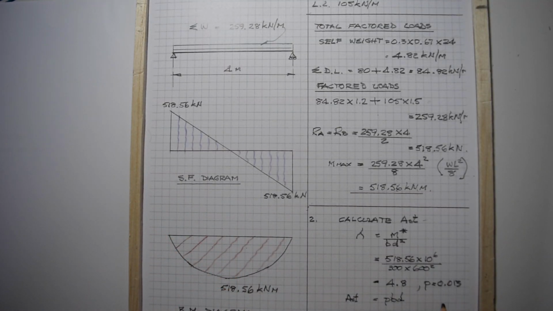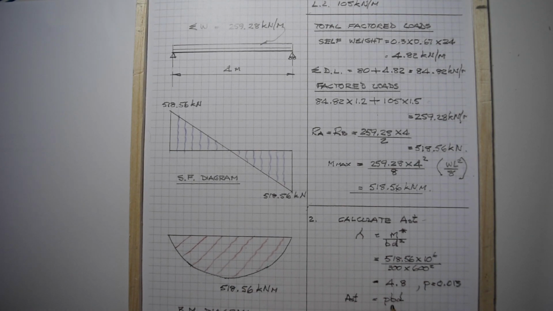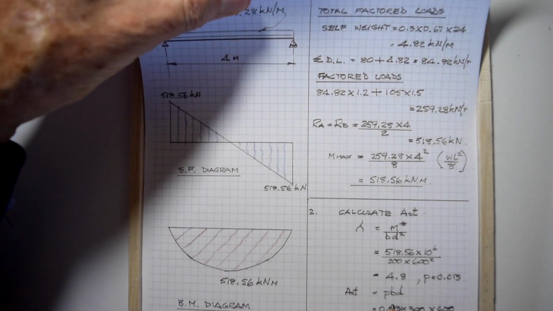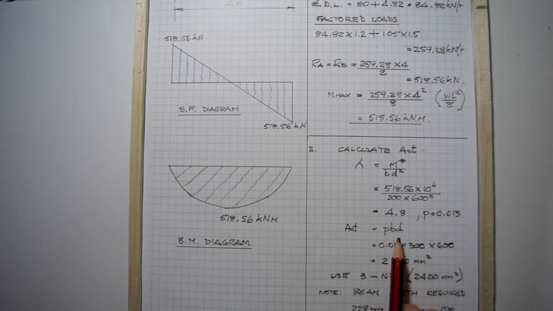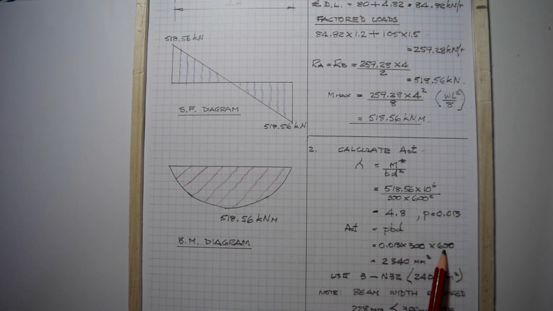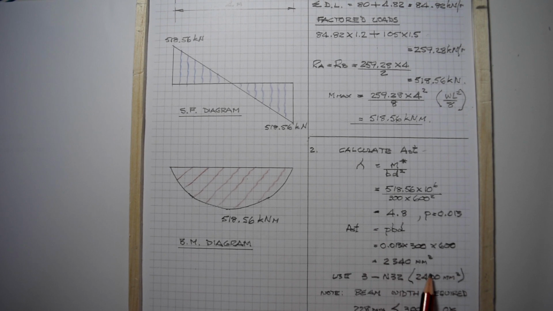There we have it. Area of steel is PBD, which is the factor for the reinforcing steel times the breadth times the effective depth. We need 2,340 square millimeters of steel. Fortunately in this particular case, 3 N32 bars give us 2,400 square millimeters, which is very close to the required amount. It's only 60 square millimeters difference. Always erring on the high side, guys. Please remember that.